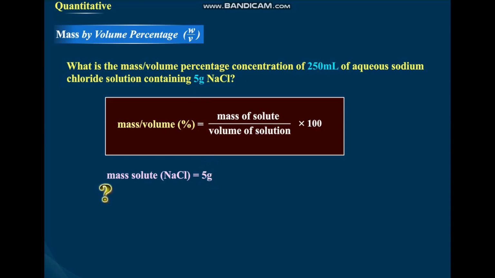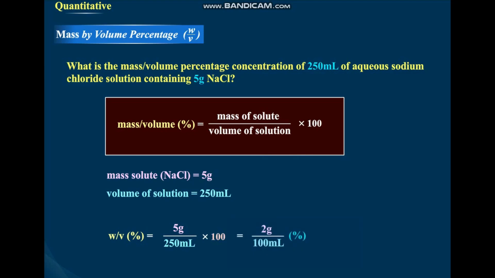The sodium chloride mass given is 5 grams. Volume of the solution, what is the volume of the solution? It is solute plus solvent. Here the solution is 250 ml of aqueous sodium chloride solution containing 5 gram of NaCl. So the volume of the solution is 250. Applying the values in the formula, mass of the solute is 5 grams divided by the volume of the solution, 250 ml, into 100, is 2 gram by 100 ml of the solution.